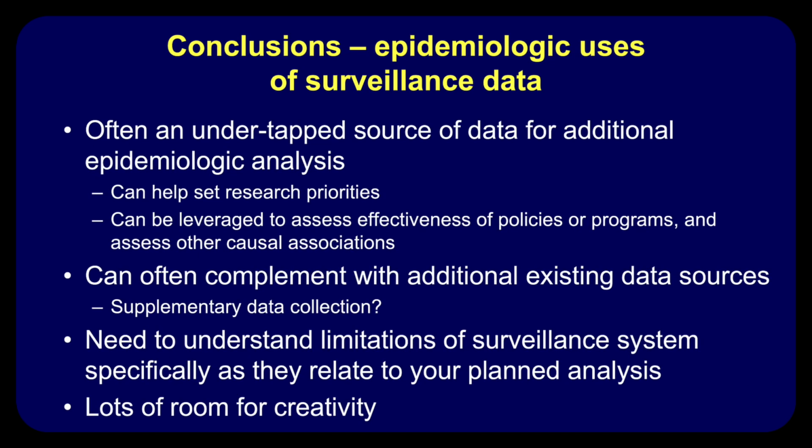And just to wrap up here, I hope this gives you a little bit of taste of ways that you can go further than the routine uses of surveillance data. I think, and I've said earlier, that surveillance data are really sort of undertapped for these kinds of uses. But when you do them, they can help really set research priorities, and they can be used, as you saw here, to assess the effectiveness of policies or programs or assess other causal associations like we saw with the flu vaccine and Guillain-Barré syndrome. And you can often complement the surveillance data with other existing data sources, and that was happening in all three examples here today.